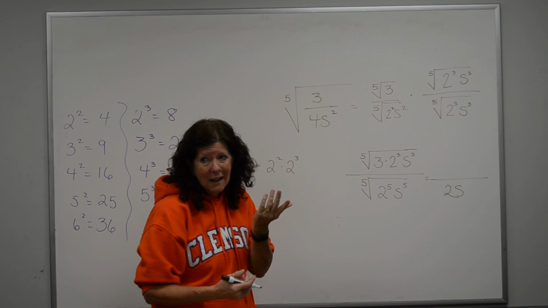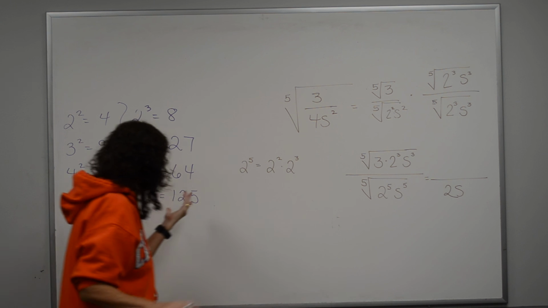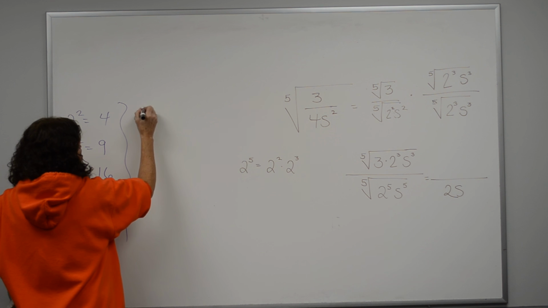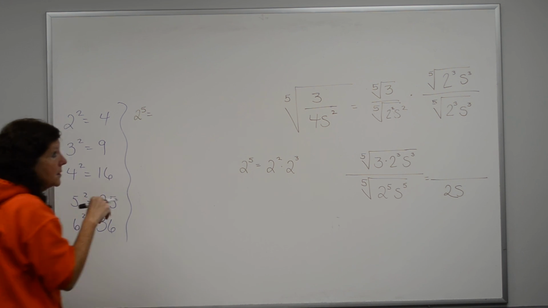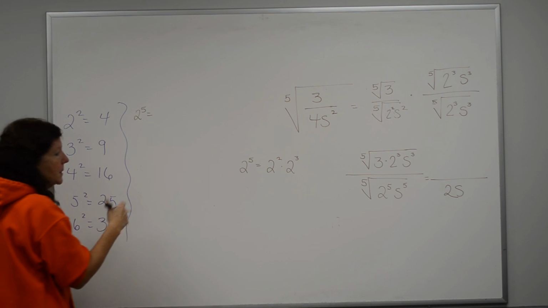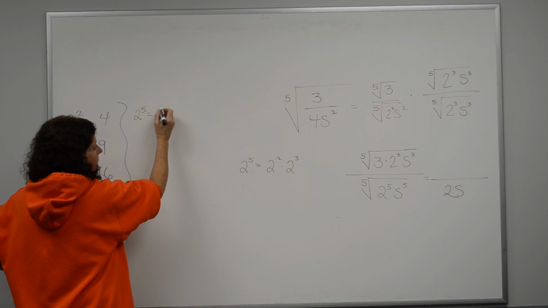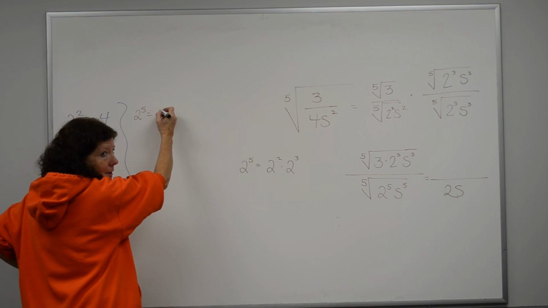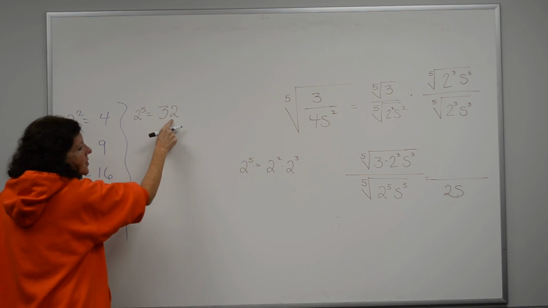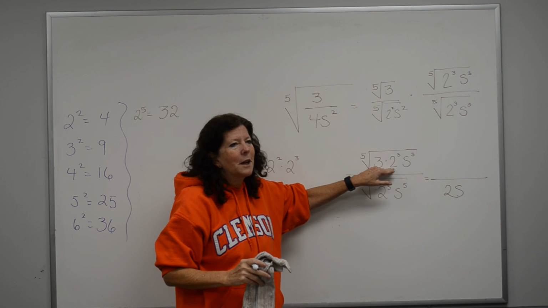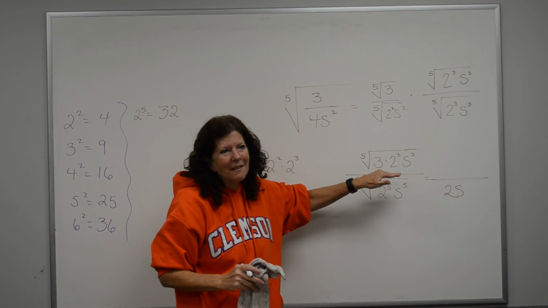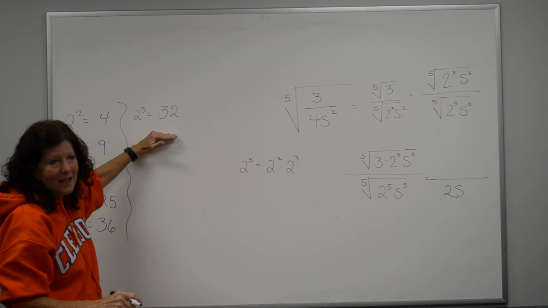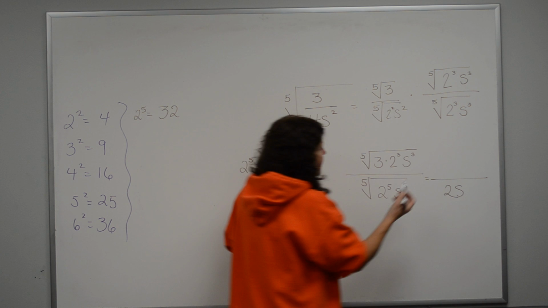Can I break that down into anything that I can take the fifth root of? Well, I would have to look and go, all right, 2 to the fifth power is equal to 2 times 2 times 2 times 2 times 2. What's 2 to the fifth power? Somebody tell me. 32, okay. Well, if this is 32 and this is 24, then I'm not going to be able to do anything. I can't break 24 down into something smaller than the smallest thing I can take the fifth root of. So this is just going to have to stay.